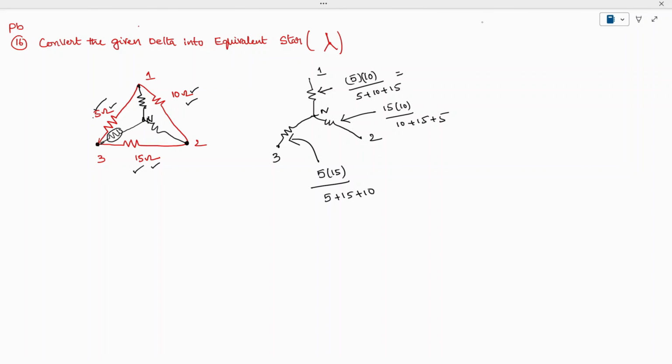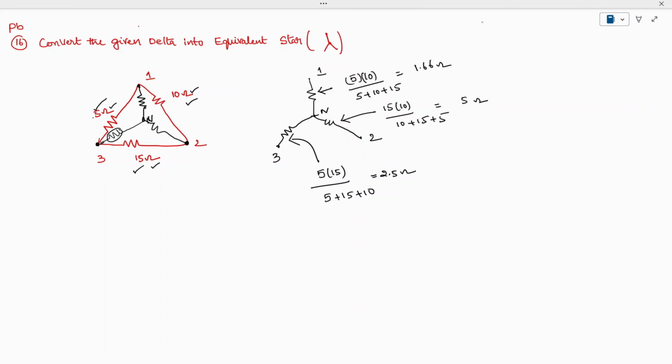So use your calculator and you are going to get the value as 1.66 ohms. This you are going to get as 5 ohm. This you are going to get as 2.5 ohm. So then successfully we transform a given delta to a star network.